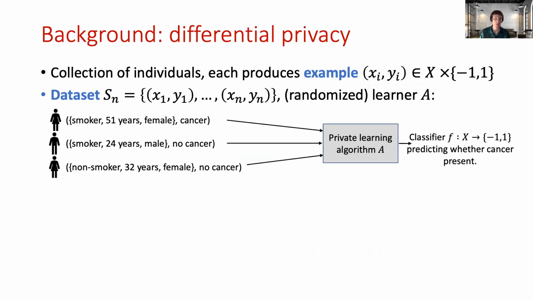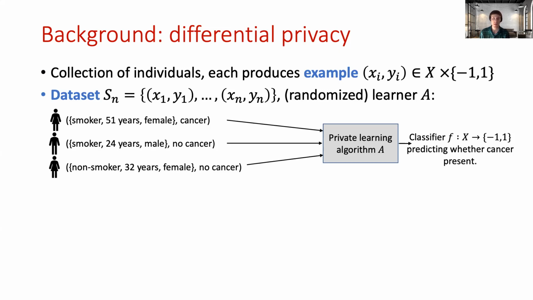So first, I'll introduce the definition of differential privacy. In this setting, there's a collection of individuals, and each individual produces an example, which is a pair (xi, yi), where xi is an element of some feature space X, and yi is a label, either 1 or -1. A collection of n such examples for n individuals is called a data set, which we denote by Sn. So for instance, each example xi could be a collection of attributes corresponding to a patient in a medical study, and the label yi could represent whether or not that patient has cancer.